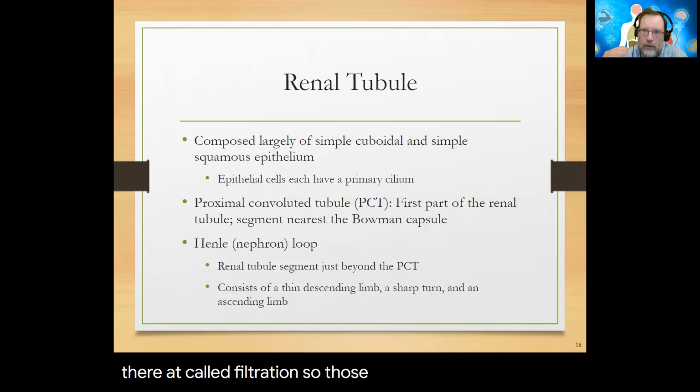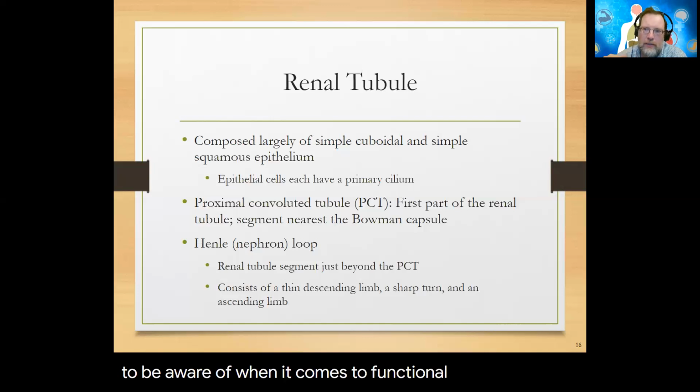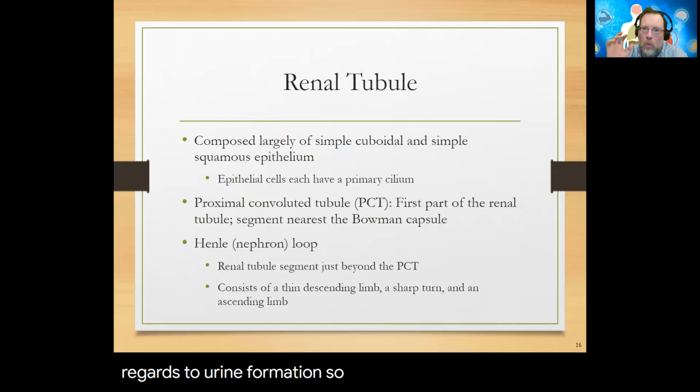So those are the basic concepts and structures, I suppose, that you're going to have to be aware of when it comes to functional aspects. I'll discuss briefly what filtration is, and the other two functional features in regards to urine formation. So, where does filtration occur? Glomerulus and Bowman's capsule. Okay. Now, how does it occur? What happens? We'll talk about that in a few minutes.